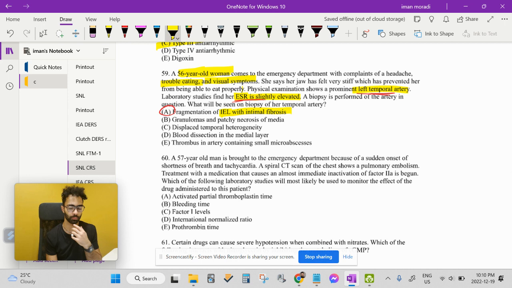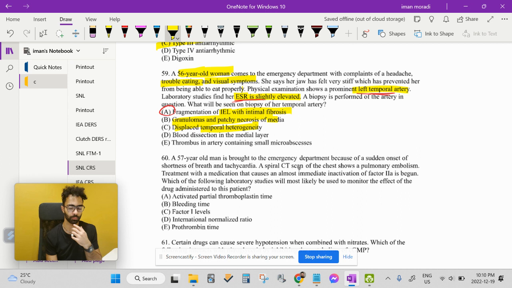You will have granulomas, and that's why the name is giant cell arteritis. But B says patchy necrosis of media. This is PAN. B is PAN. Temporal heterogeneity. I think this is PAN again, right? Different places at different times.